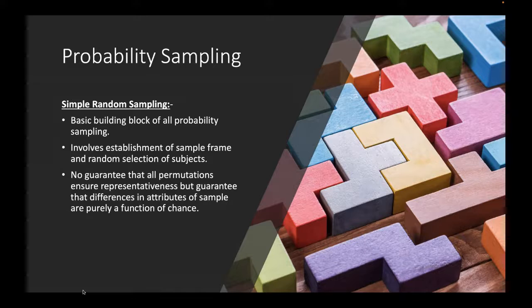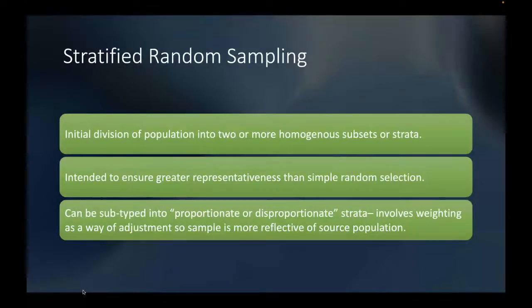But simple random sampling is just that, where you have 200 participants and you want to randomly select them, you find a mechanism to just choose. And that's it, simple random sampling. The more sophisticated version of simple random sampling is stratified random sampling. Stratified random sampling is an initial division of a population into two or more homogeneous subsets or strata. And in basic terms, this is it.